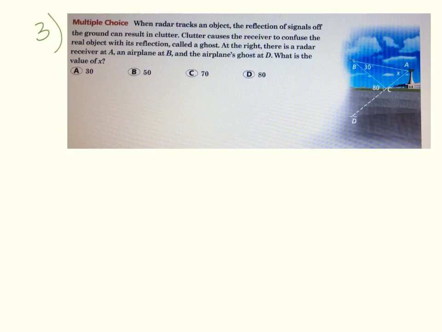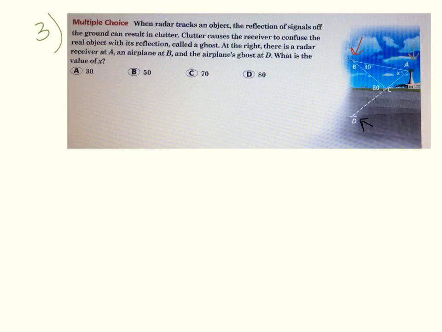Okay, example 3. When a radar tracks an object, the reflection of signals off the ground can result in clutter. Clutter causes the receiver to confuse the real object with its reflection, called a ghost. At the right, there is a radar receiver at A, an airplane at B, and the airplane's ghost at D. What is the value of X? So there's our airplane, there is our radar, and there is our ghost.